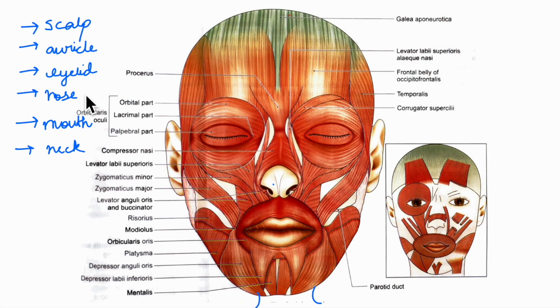Next, let's learn about the muscles around the nasal opening or the nose. We'll be looking at four main muscles, that is the procerus that you see right here, the compressor naris, the compressor nasi right here, and two more muscles, that is the dilator naris and the depressor septi.